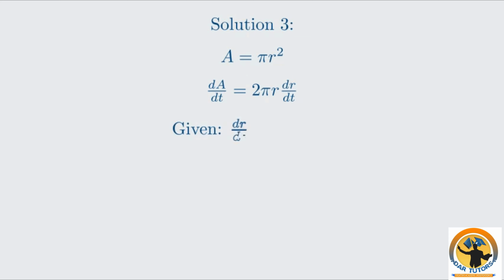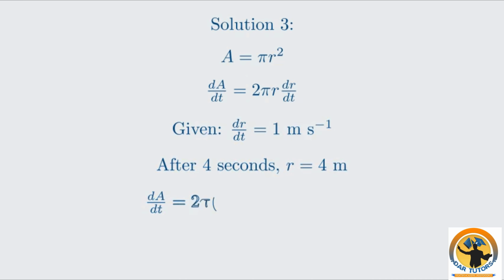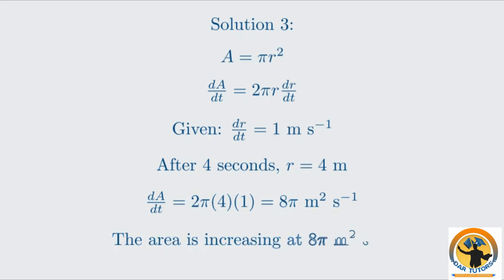Now for question 3. The area of a circle is A equals pi r squared. Differentiating gives dA/dt equals 2 pi r times dr/dt. We are given dr/dt is 1. We need to find r after 4 seconds. Since the radius increases at 1 meter per second, after 4 seconds, the radius is 4 meters. Substituting, dA/dt equals 2 pi times 4 times 1, which is 8 pi. The area is increasing at 8 pi square meters per second.